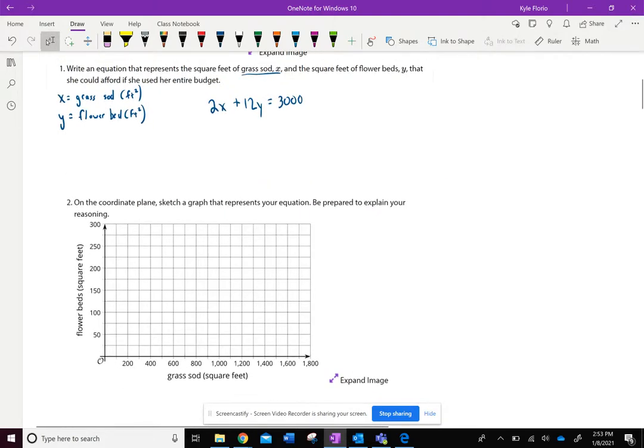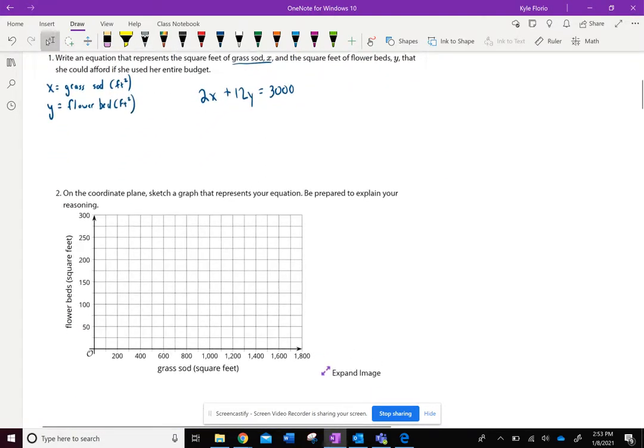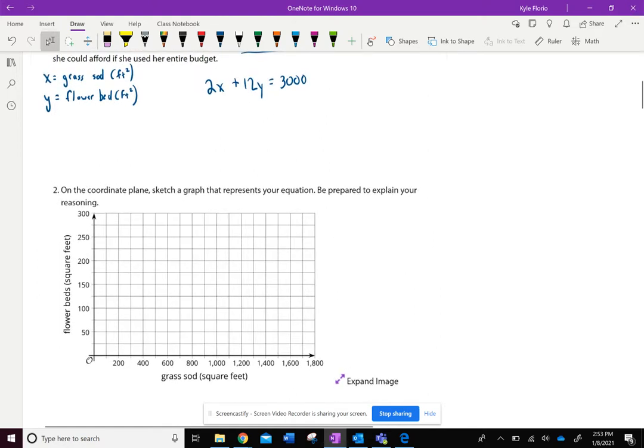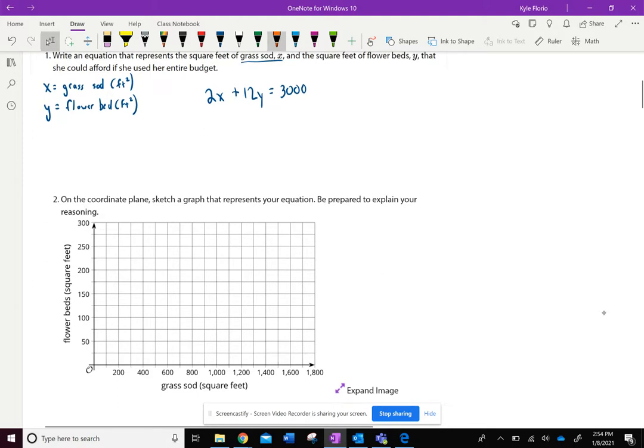So on this coordinate plane, we're going to graph it. So simple enough. You guys can try graphing it on your own. You could type it and graph it with the graphing calculator, but I'm going to do this by hand. The easiest way that I see to graph this one is let's look at what happens if x is 0, meaning there's 0 square feet of grass sod. How much flower beds can I pay for? So it's $12 for each foot of flower bed, and I have $3,000 to spend. So 3,000 divided by 12.